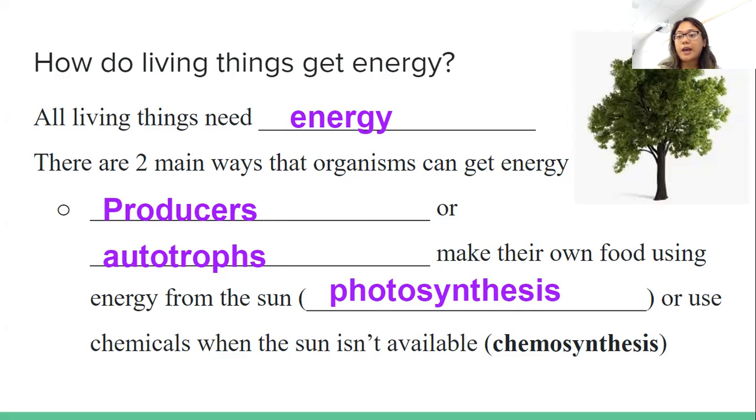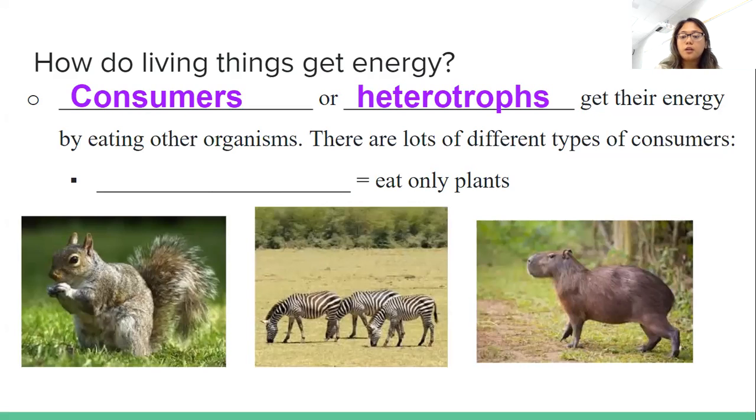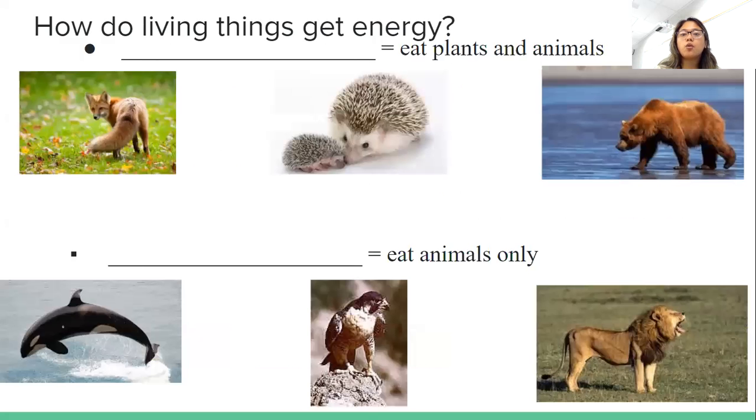Some organisms get energy by eating something else, and those organisms are called consumers, or another word for that is heterotrophs. Now, there are different types of consumers or heterotrophs depending on what they eat. These 3 organisms here only eat plants, so the type of consumer they are is herbivores. Now, other organisms eat both plants and animals, like these 3 organisms here, and we call them omnivores.